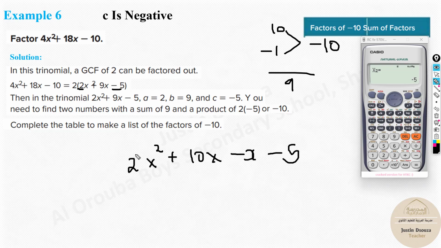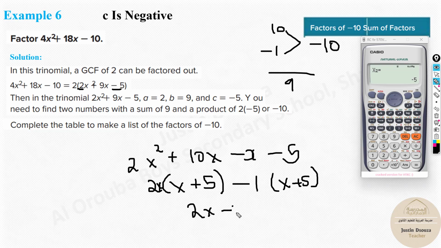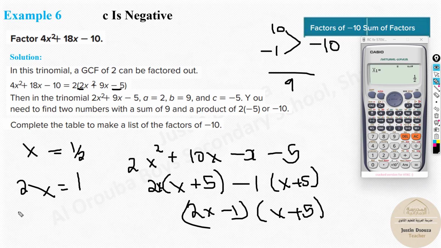Now let's simplify this. Remove 2x common out over here. Okay, 2x is gone out. You're remaining with x plus 5. And over here remove minus 1 out, you're remaining with x plus 5, and the two terms are 2x minus 1 and you have x plus 5. This is what we had got, x plus 5, and over here we had got x equals half. How do we do this? Multiply both the sides by 2, you'll get 2x equals 1, and take that 1 to the other side, it'll be 2x minus 1. This is it.